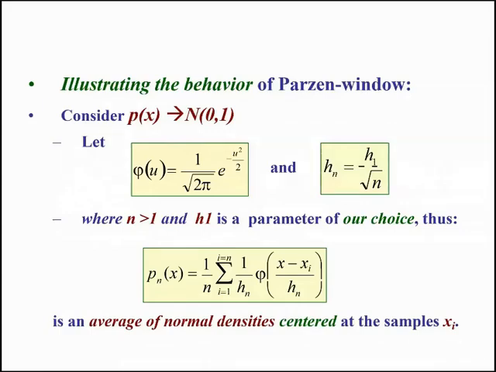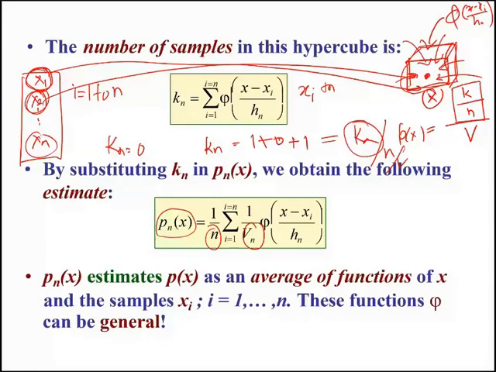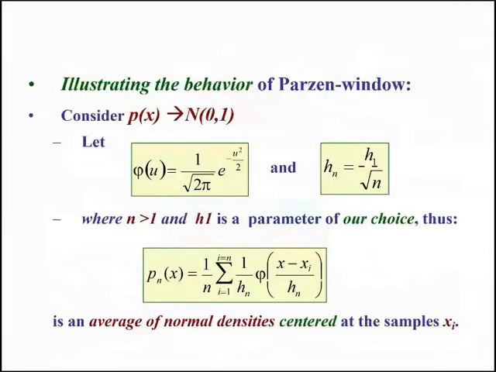Now instead of this kind of a rectangular cube, this kind of a cubical structure, hypercube, we can use the Gaussian window as well. Okay, so we can use n-dimensional Gaussian window instead of this cubical structure.